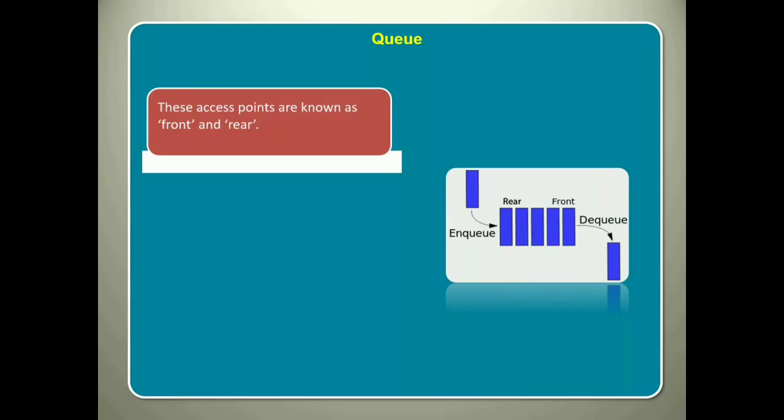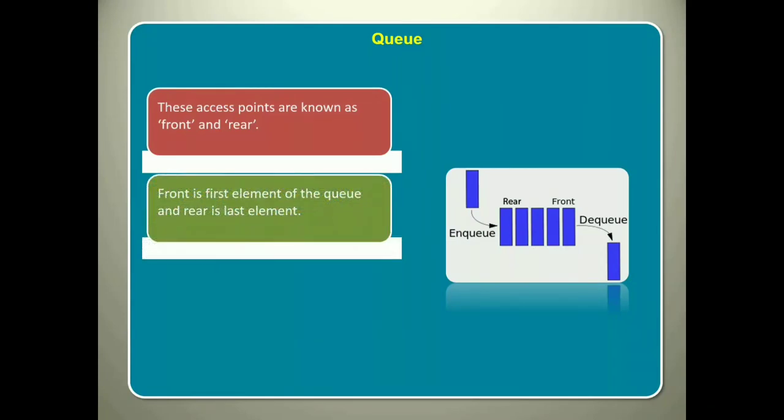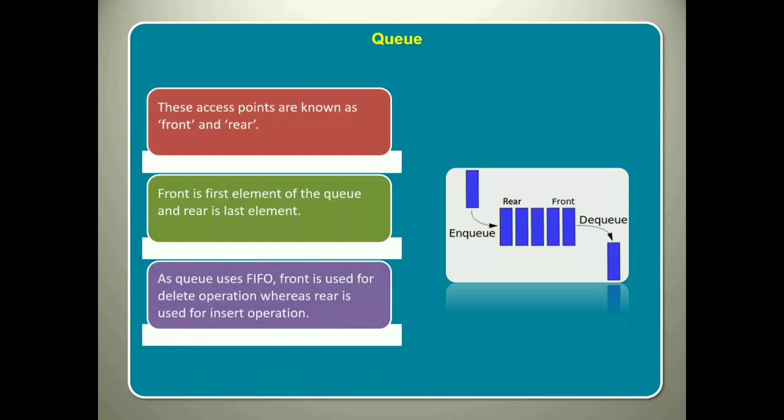These access points are known as front and rear. Front is first element of the queue and rear is last element. As queue uses FIFO, front is used for delete operation, whereas rear is used for insert operation.